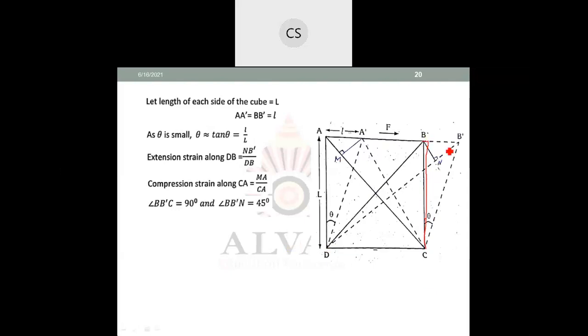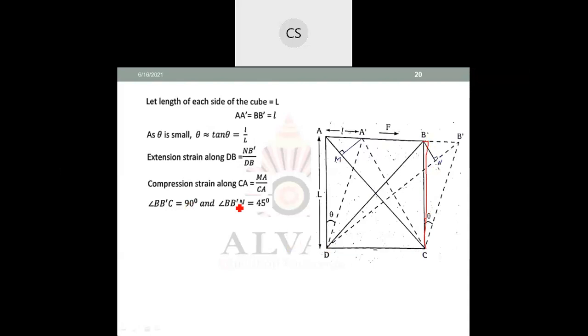Now just see B dash. Is it 90 degree? Do you agree? Because deformation is negligible, very small. Deformation has occurred, but it is very small deformation. So therefore, B dash is equal to 90 degree. Okay, so therefore B dash C is 90 degree. So therefore, this angle is 90 degree.